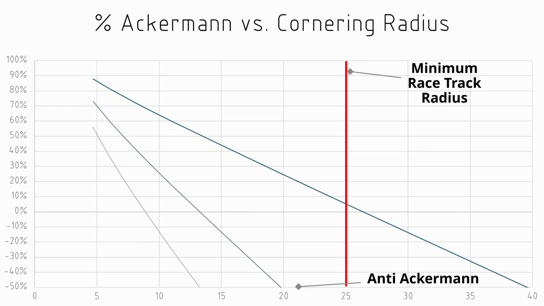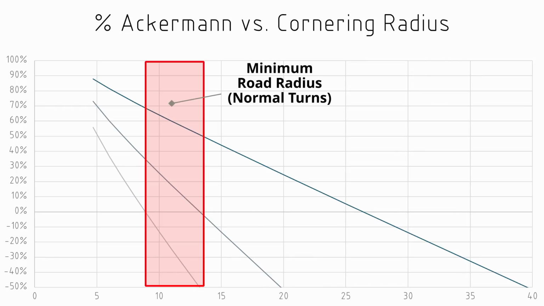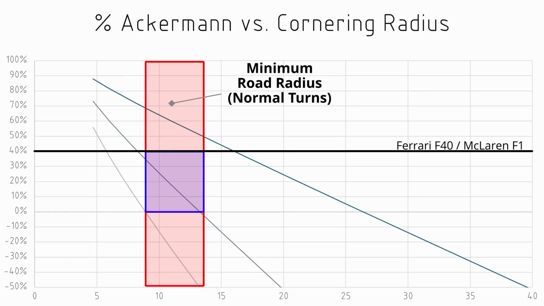If we go to the case where we're on road again and we're looking at the tightest corner that we're going to see, that radius was going to be between about 8, 10, 13 meters. And we would see for really most of these tires, if we had a tire with a peak of, say, 10 degrees slip, we would want anywhere between parallel steer and 40% Ackermann. That's looking pretty good for the Ferrari F40.